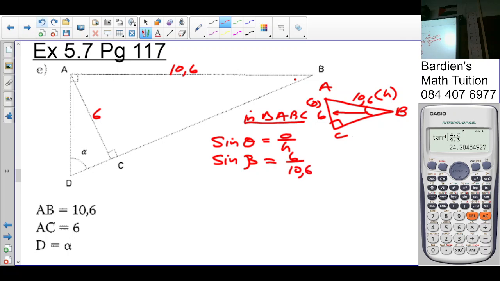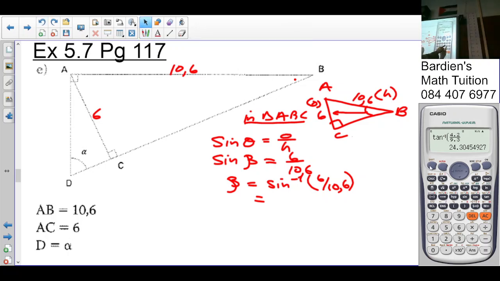So how do I get B on its own? The angle, the angle B. Arc sine both sides. So B is equal to arc sine of 6 over 10.6. Any confusion? Arc sine of 6 over 10.6. 34,47. Did I say one decimal place? Then I said 35. Otherwise it's 34,47.